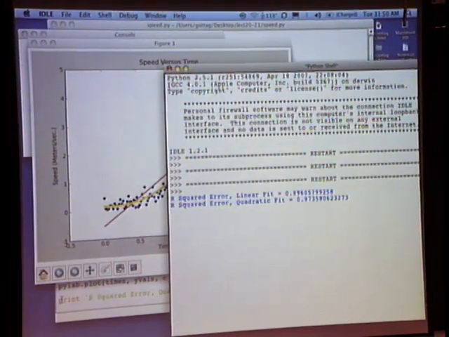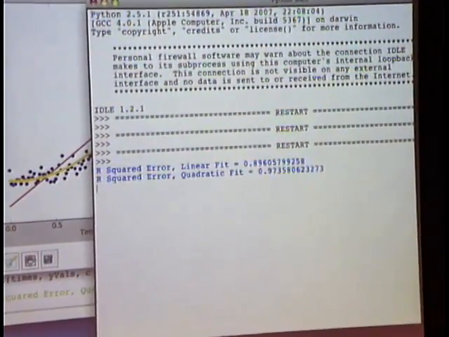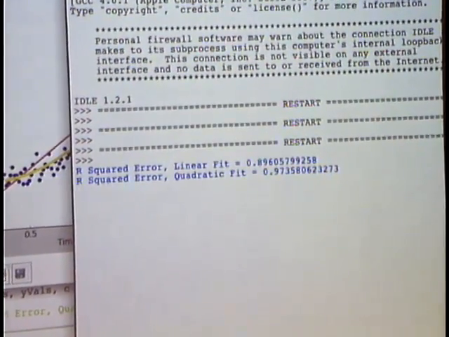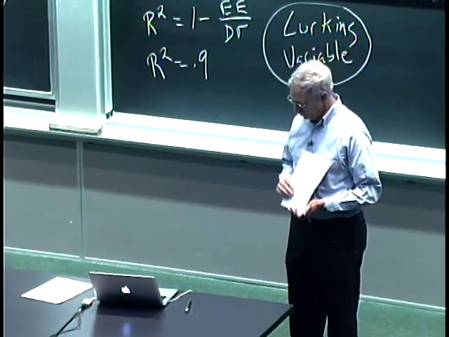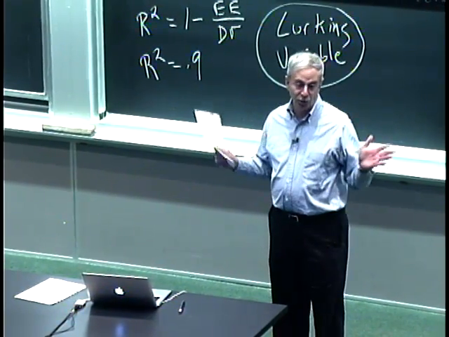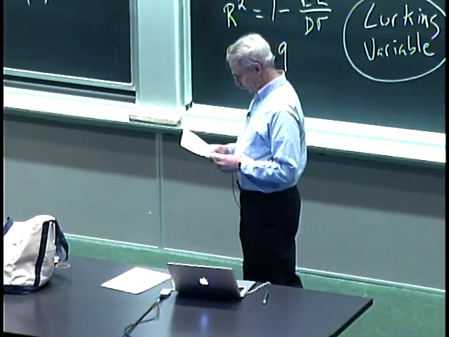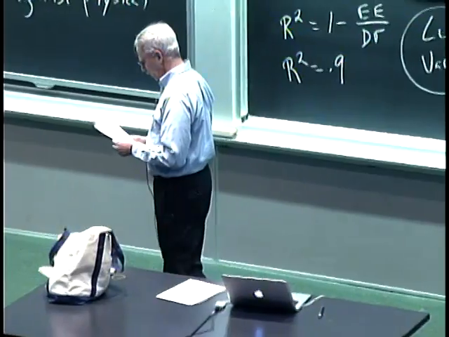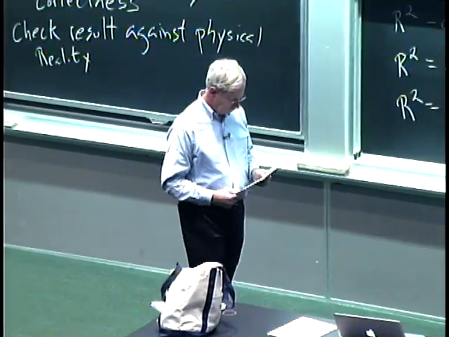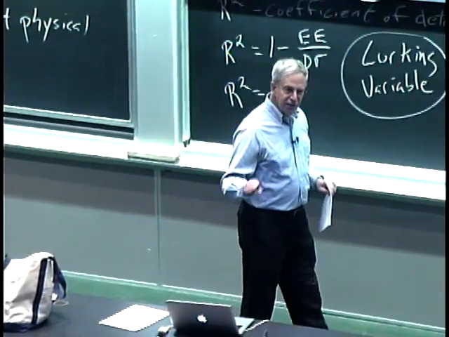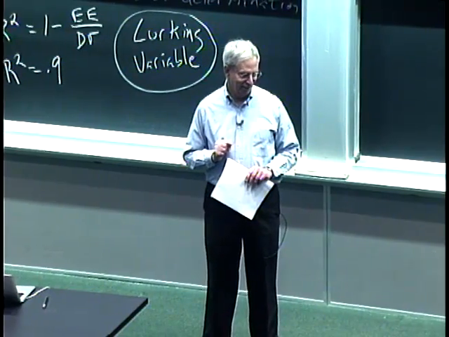So indeed, we get a much better fit here. So not only does our eye tell us we have a better fit, our more formal statistical measure tells us we have a better fit, and it tells us how good it is. It's not a perfect fit, but it's a pretty good fit for sure. Now, interestingly enough, it isn't surprising that the quadratic fit is better than the linear fit.